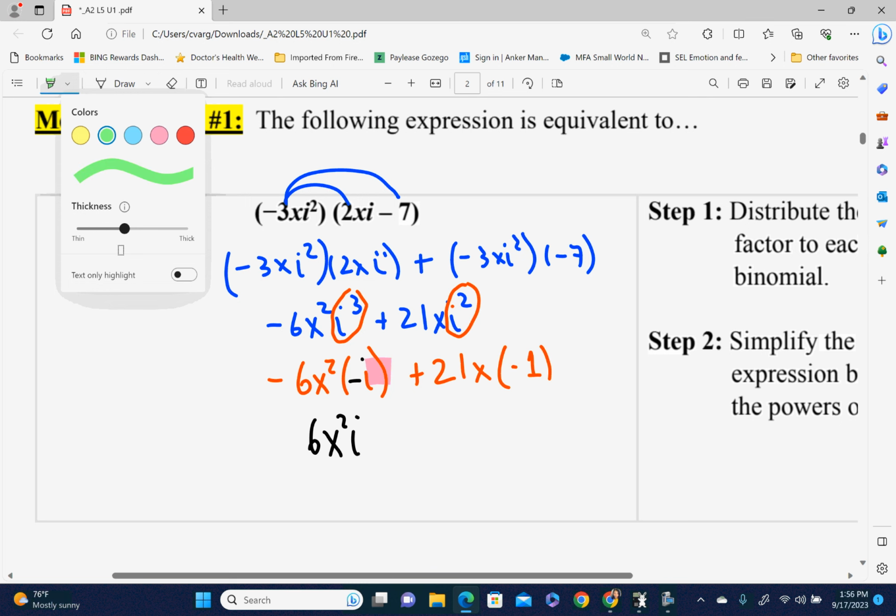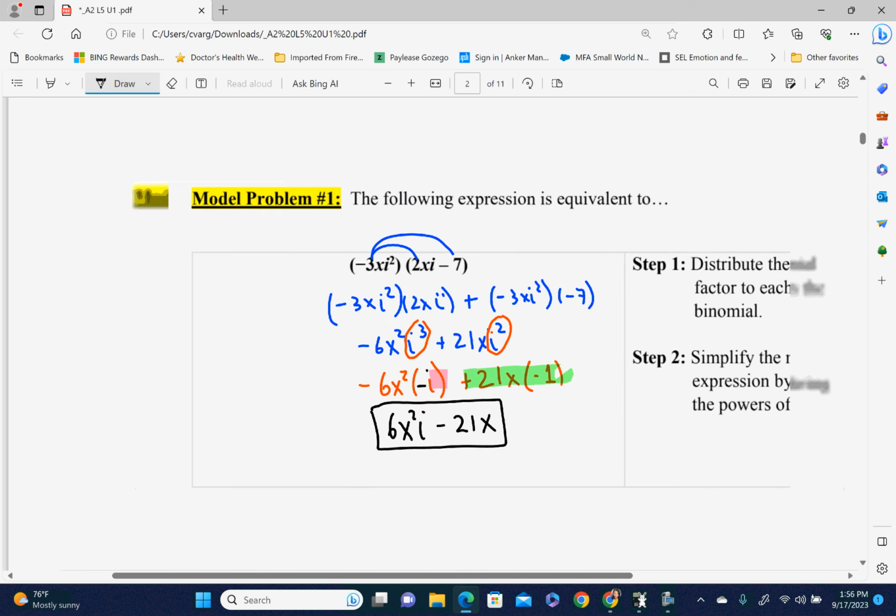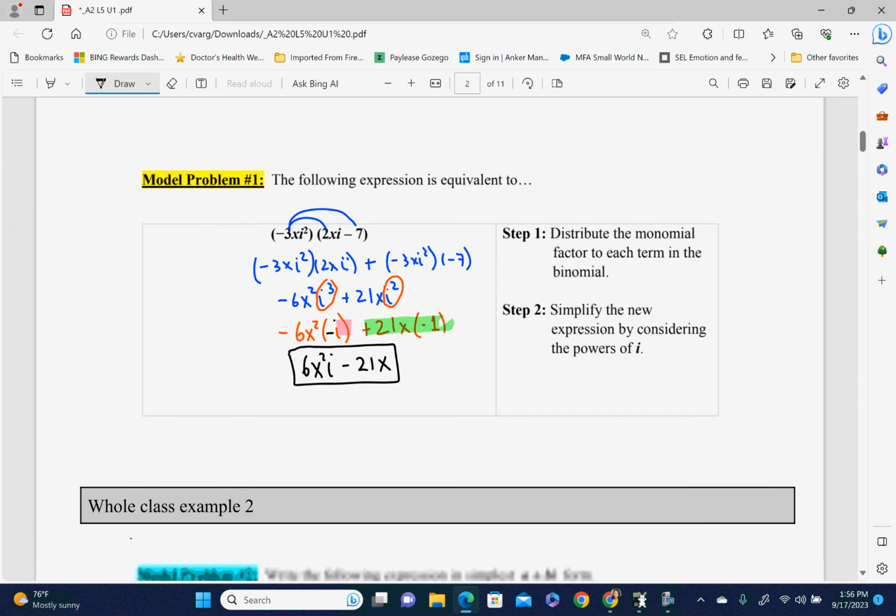I'm going to go ahead and do the same thing here. Okay. So over here, positive 21 times negative 1 gives you negative 21. The x comes down. There's no i's here. So this right here is going to be my final answer. Okay, I can't combine these because this has an i here, this does not. And this is x squared, this is not. Okay, so I'm done with model problem number 1.